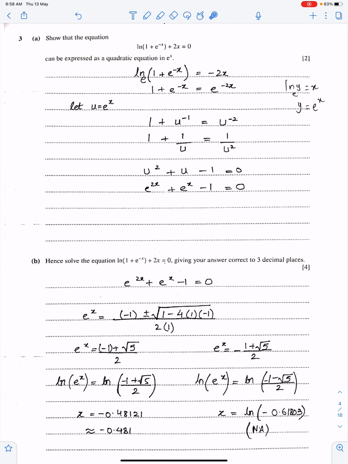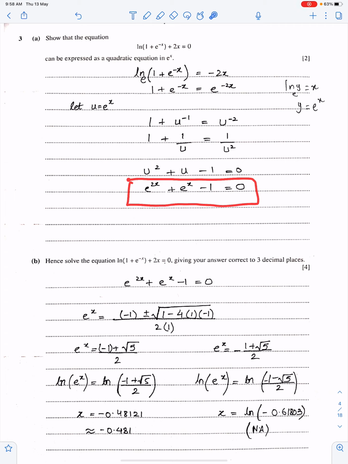Now you need to suppose e power x as u. So when e power x is u, then this will become u power minus 1, and this will become u power minus 2. By simplifying this equation, we have this equation. Since u is e power x, so we have e power x here and e power 2x here, minus 1 is here. We had to show this thing.